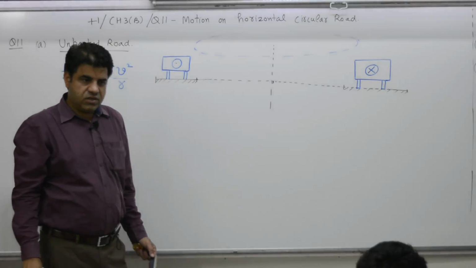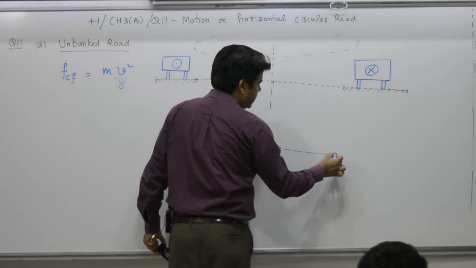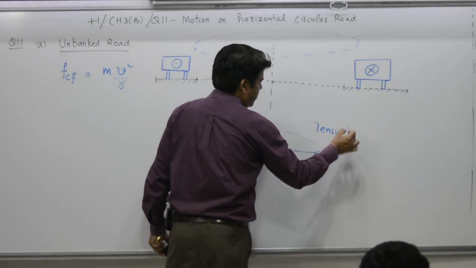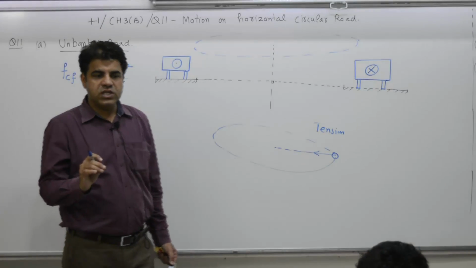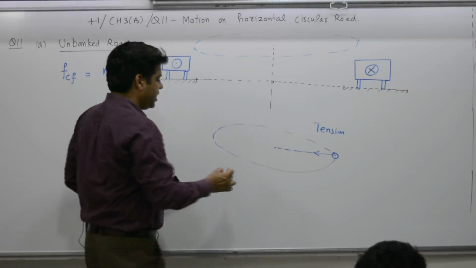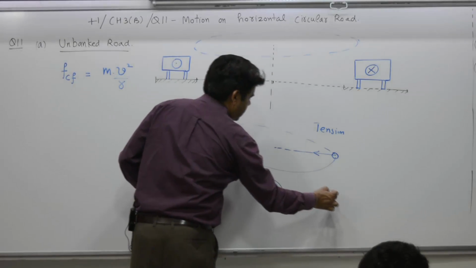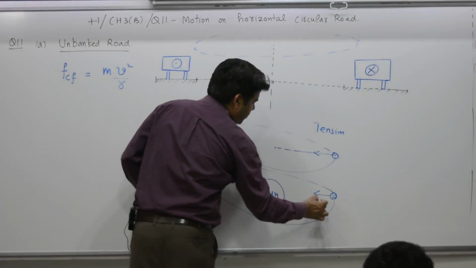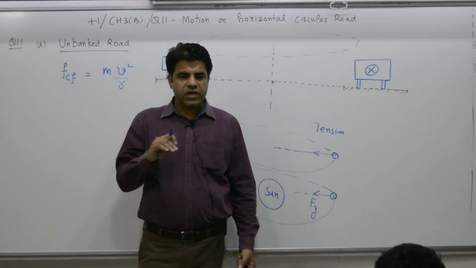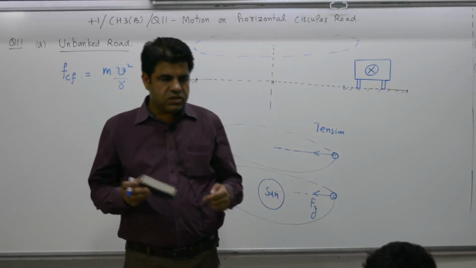What provides the necessary centripetal force? If you want to maintain any object in a circle, tension in the string provides the necessary centripetal force. Centripetal force is a force required to keep an object in circular motion. Sun, earth. Earth also moves in circular motion. What provides the necessary centripetal force? Gravitational force provides the necessary centripetal force. Some force is required to maintain an object in circular motion.